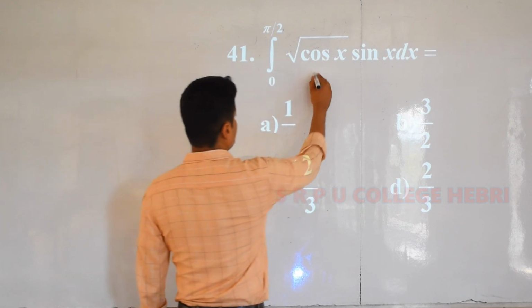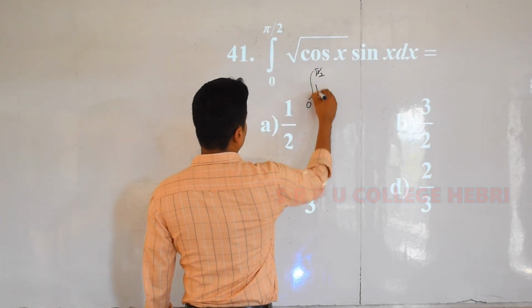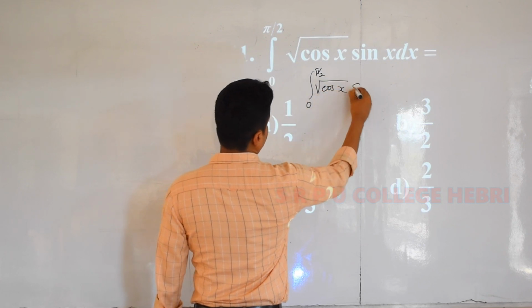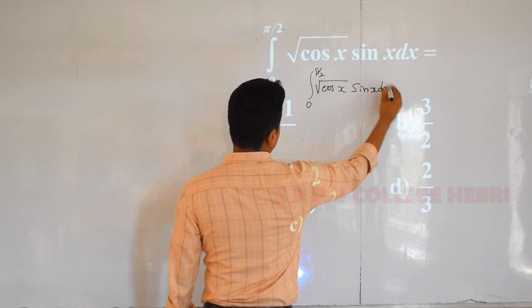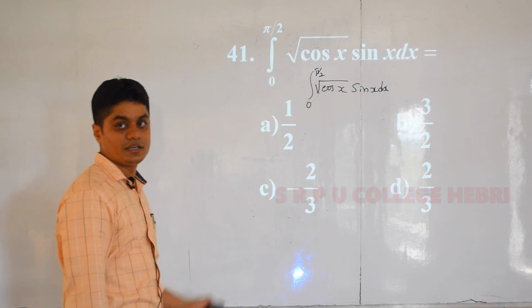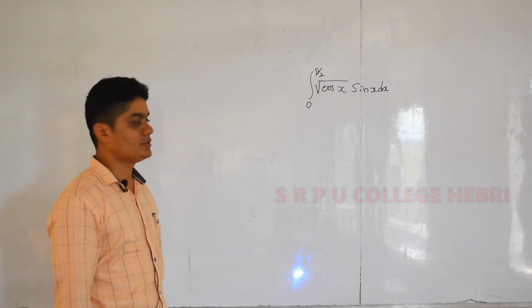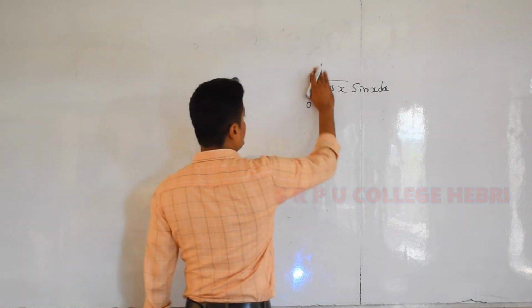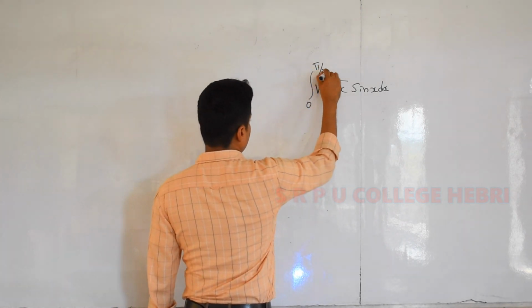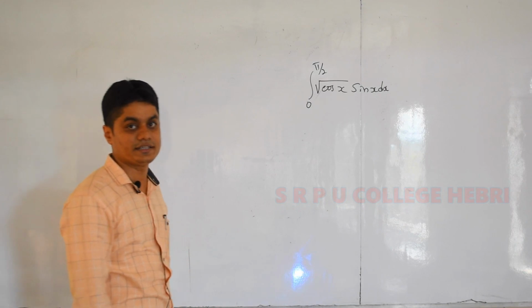So what is the question? Integral from 0 to pi by 2 of root of cos x into sin x dx. We have to integrate this. Now the question is there on the board. I'll remove that question from the PPT and keep it for you to integrate. How do we integrate it? Does anyone remember?